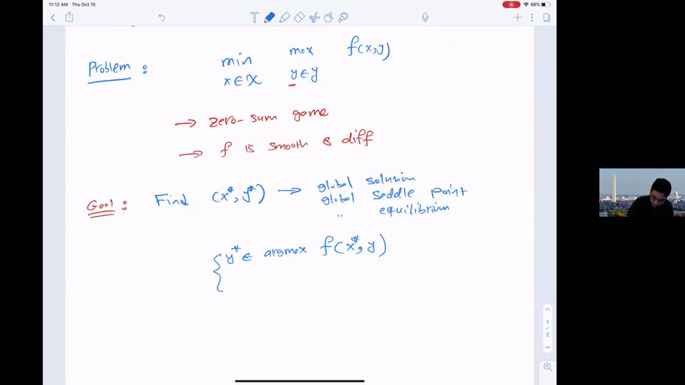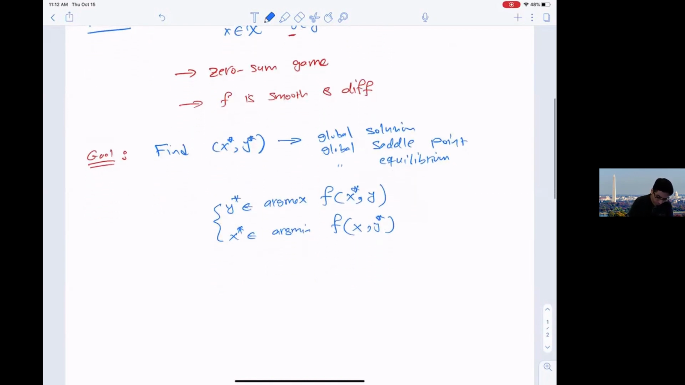And same for x star. So if I fix my y to be y star in my objective function, this objective becomes a function of x, and x star is the minimizer of this objective function. So there's no incentive for the min player to change the value from x star to another thing.